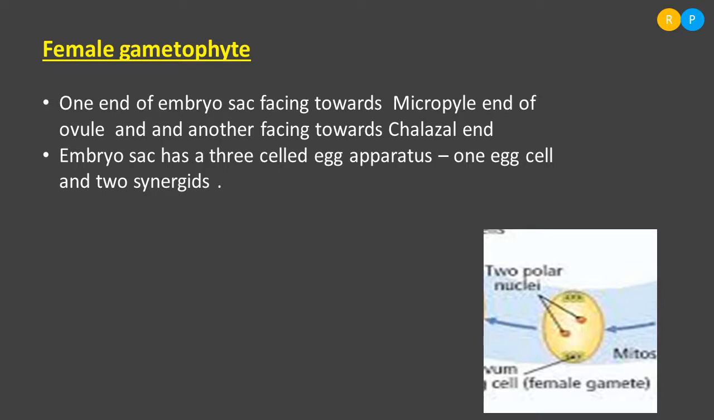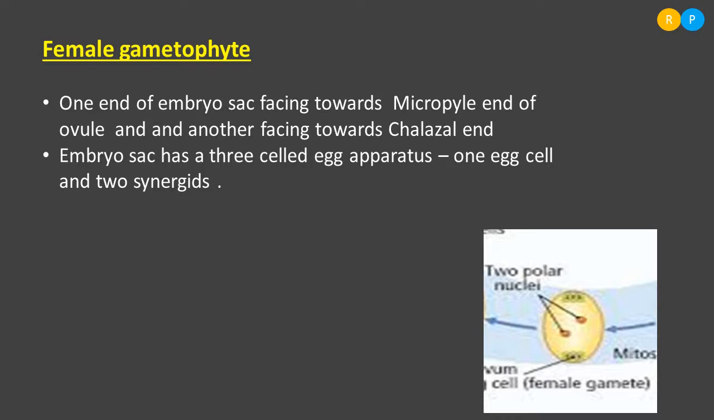The nuclei present towards either end of the embryo sac form their own cells. Understood? And the nuclei present at the center do not have any protective covering. That means they are freely present at the central region. Understood? So the 3 cells present in the embryo sac towards the micropylar end are named the egg apparatus.